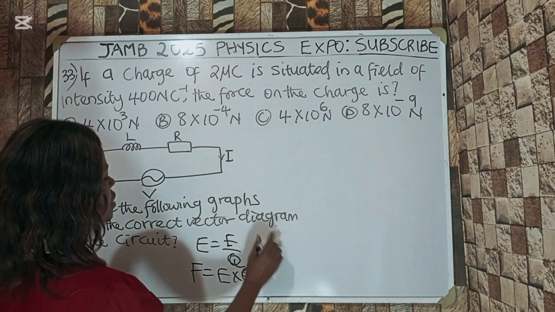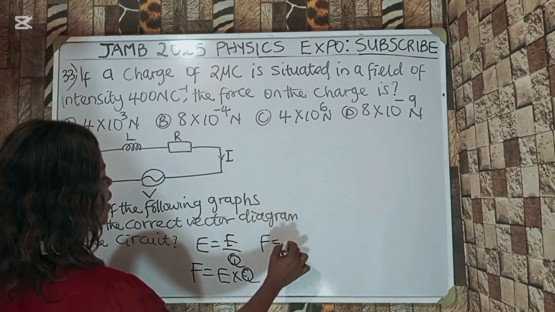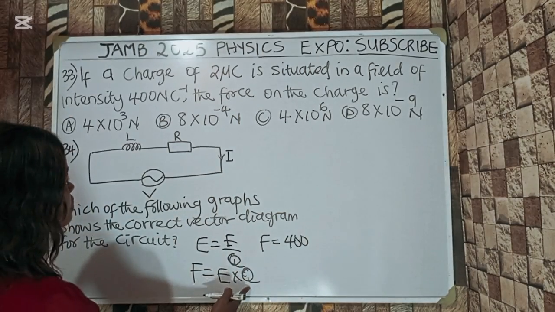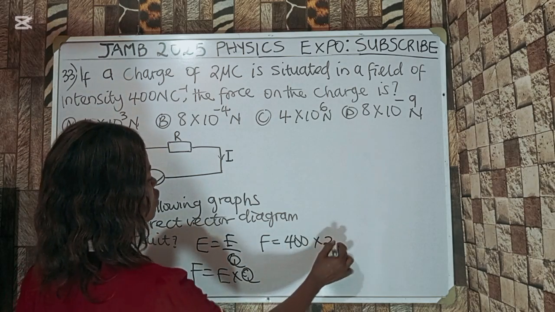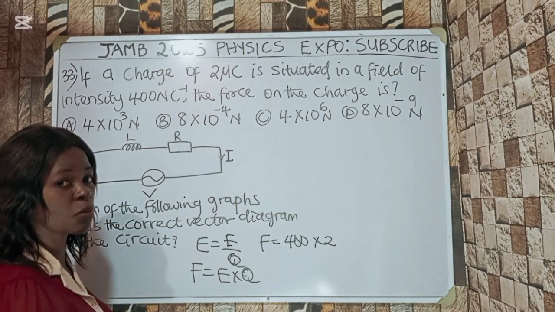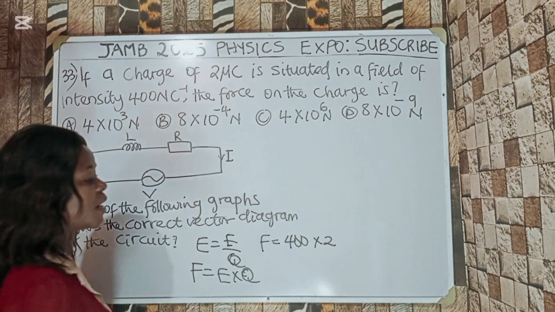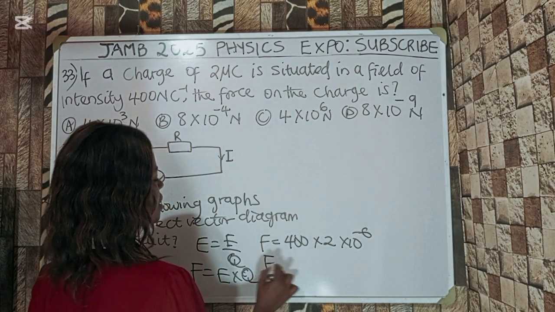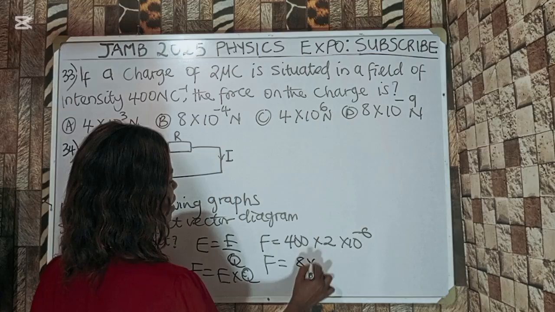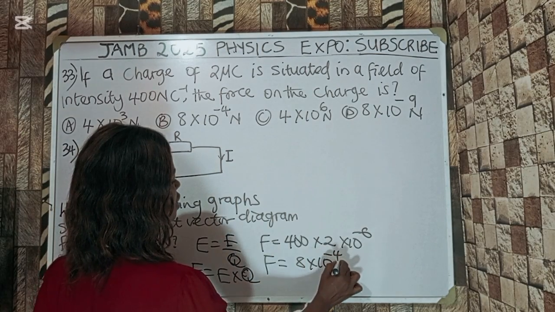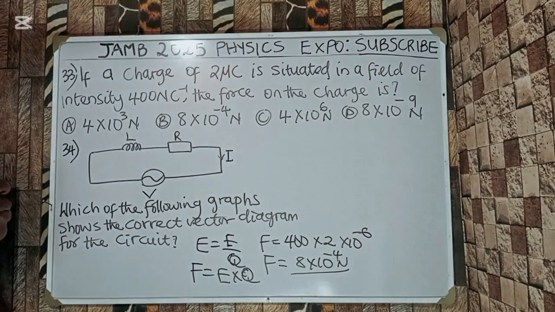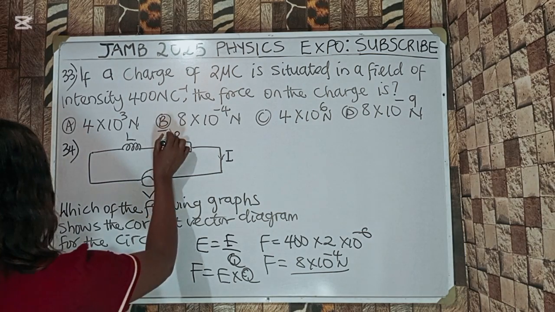So what's my field intensity? My force is equal to 400 Newton per coulomb, right? Multiplied by the charge, which is 2. This micro, I'm going to remove it, and 1 micro is 10 power minus 6. I will now say times 10 power minus 6. Now this is going to give me 8 times 10 to the power of minus 4 Newton. Is that clear? So the correct option to this question is option B.